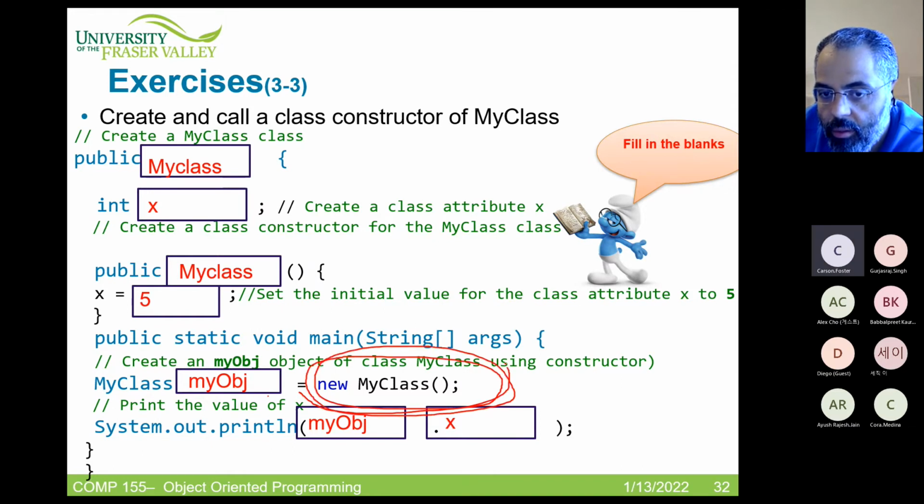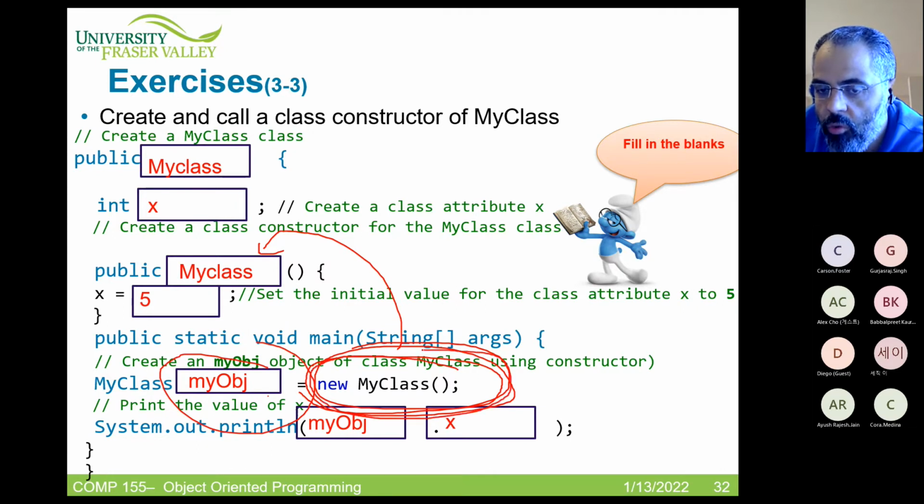The new MyClass. What is new MyClass? This is a constructor. So I need a constructor to create an object. Then I can define within this constructor what I will want to do by default when I create an object. And I will talk more about it later.